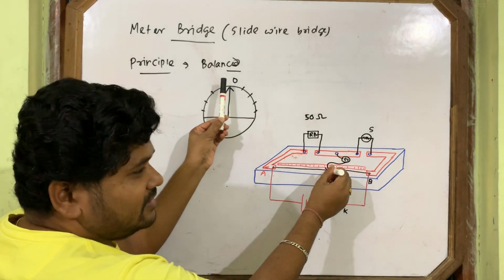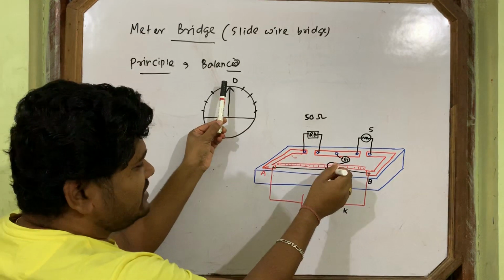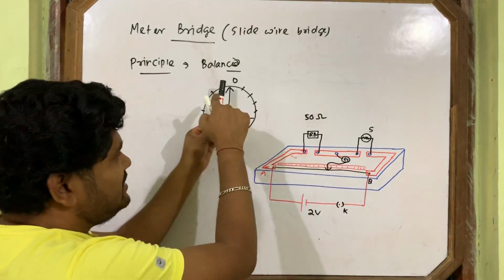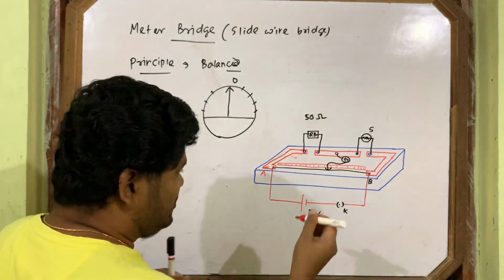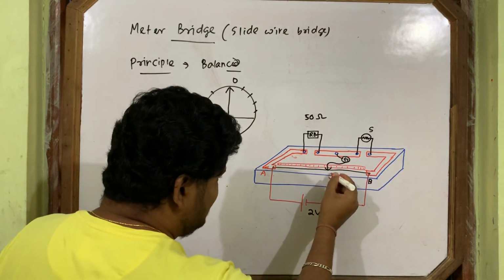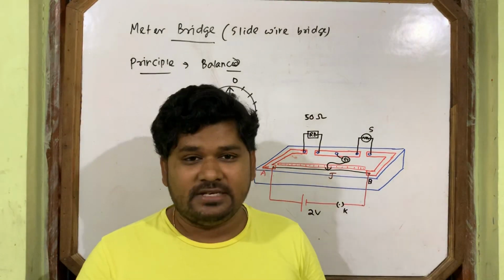Can you mark what happened? The galvanometer is showing 0 deflection when the jockey is here. If the galvanometer is showing 0 deflection, this point is called a null point, and this is J. Jockey J, and right here, this is the null point.